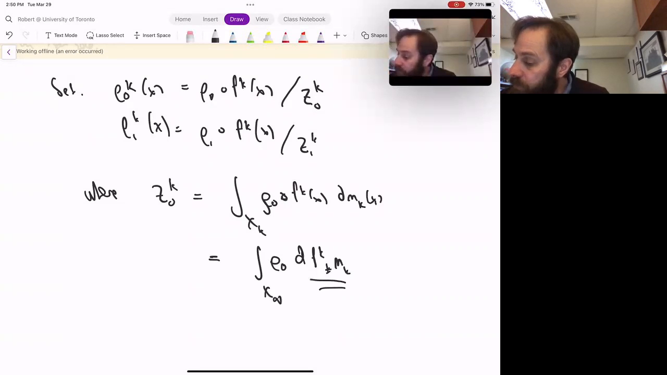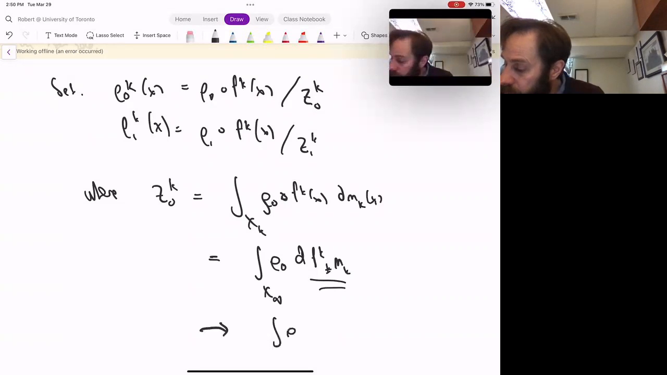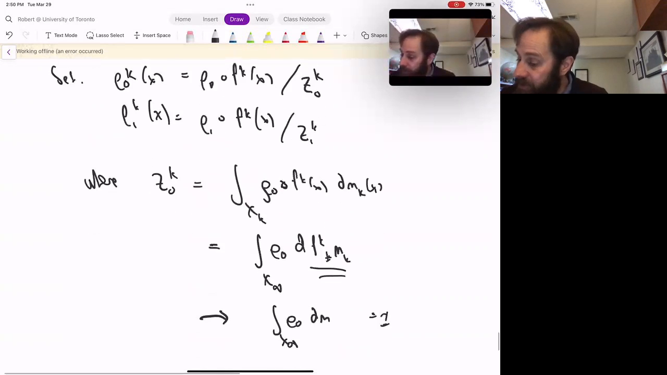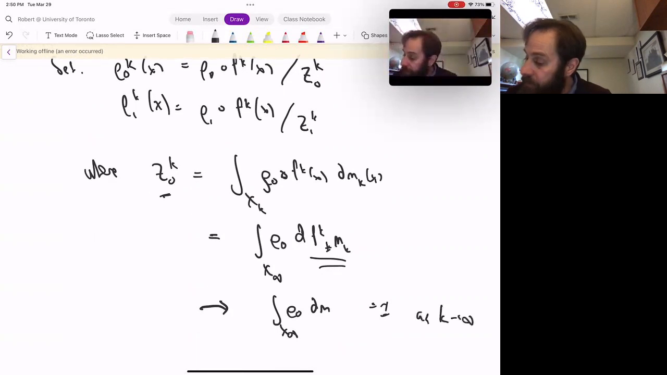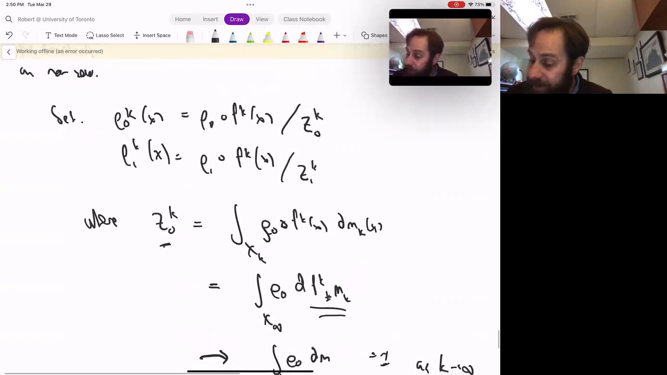And this is converging weak star to the integral of rho naught dm, which is 1 because I started with probability measures. And so I know that whatever the zk are, they're converging to 1 as k goes to infinity. And so for k large enough, the zk will be positive.